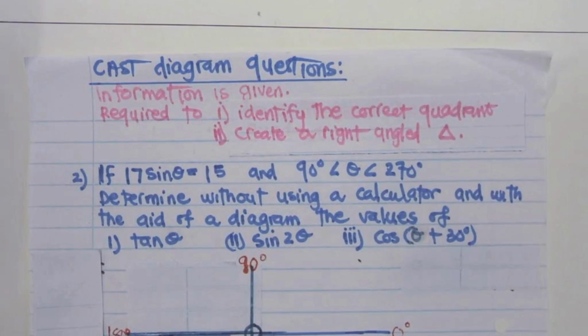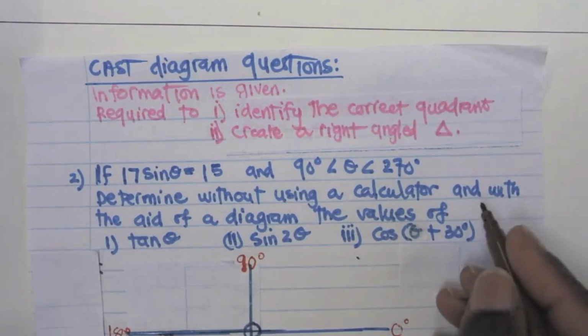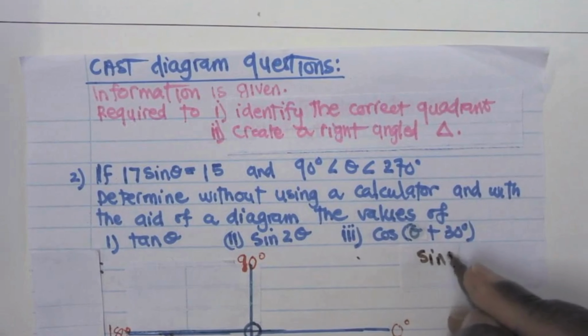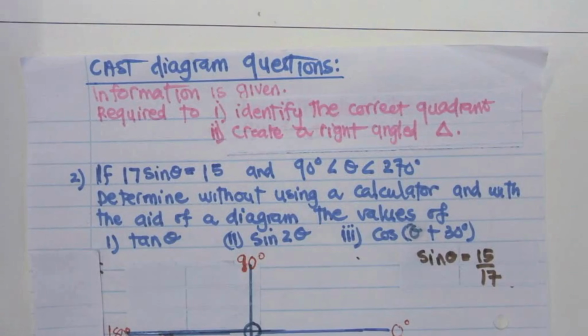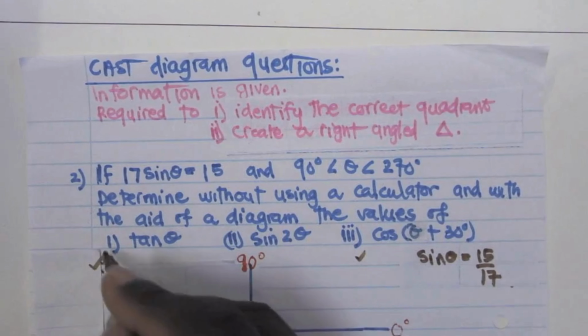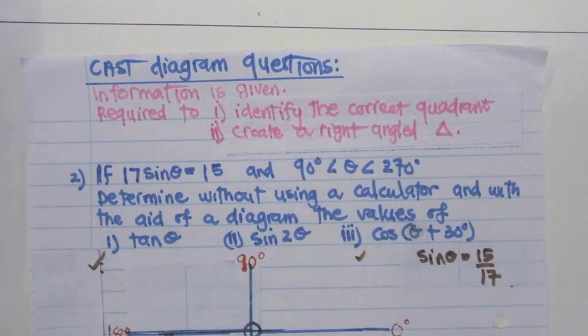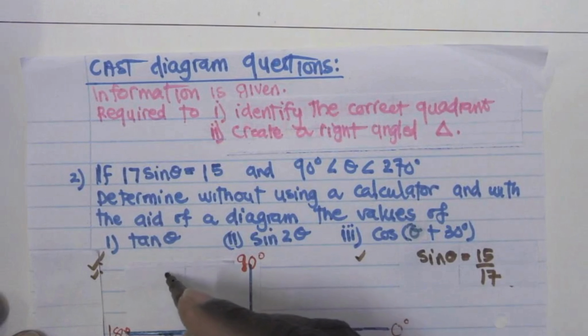In the next question, we are given that 17 sine theta is equal to 15, and theta is an angle between 90 and 270 degrees. So we begin here by rearranging, and we get that sine theta is equal to 15/17. And sine theta is positive, so it is positive in the first quadrant and in the second quadrant, so I mark here. And if I look at my condition here, the condition is covering the second quadrant and the third quadrant. So I must draw my diagram in the second quadrant.